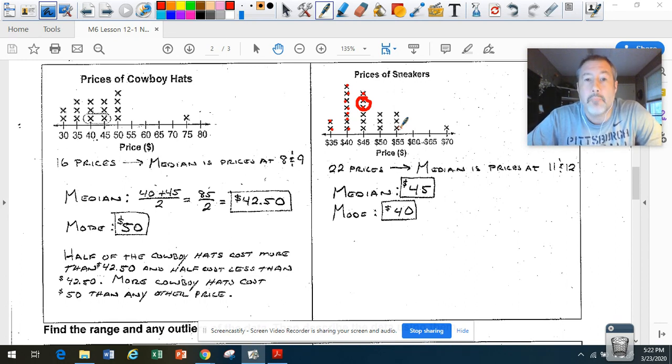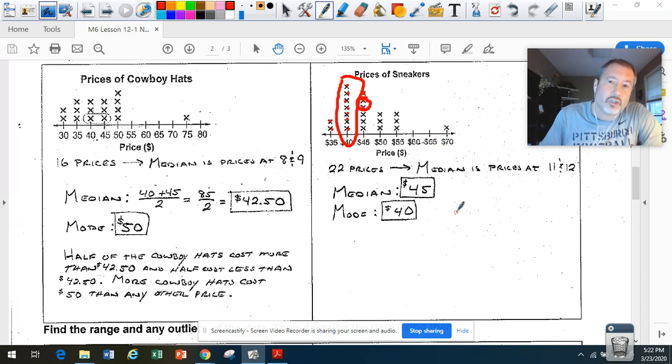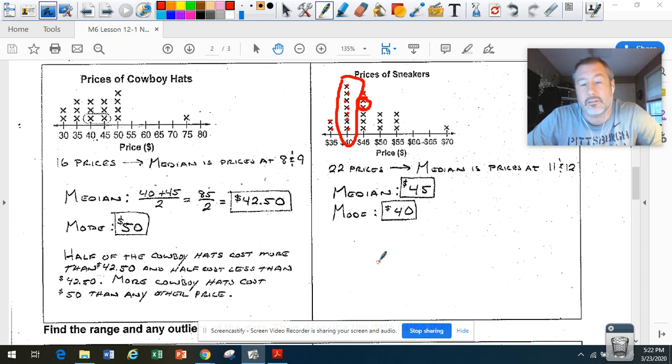Okay. So your mode at that point is going to be $40. If we look here, here's our one that occurs most often. So we're good to go from there. So if we were to look and describe this here, it's basically we're coming back over to the same explanation here. We can say, hey, half of the price of the sneakers cost more than $45 and the other half costs less than $45. So that's pretty basic information. And the majority of these sneakers cost $40 in price. So that's pretty easy there.